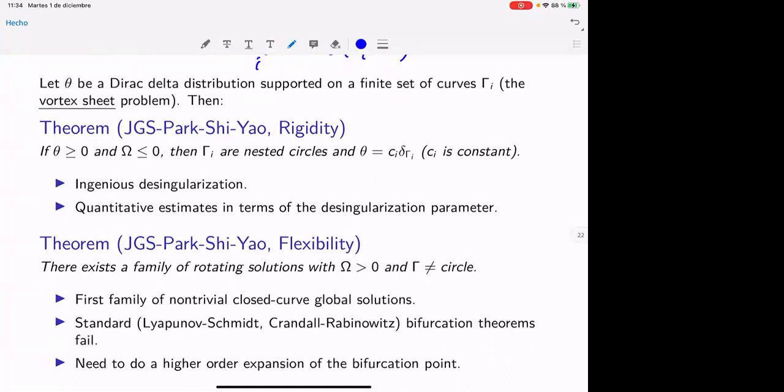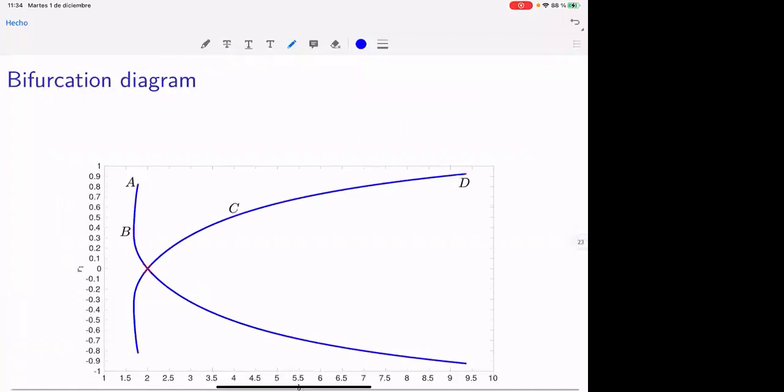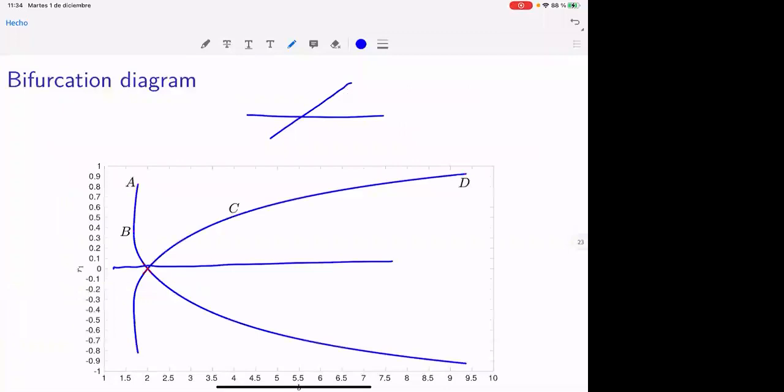Okay, and this is the first family of solutions which are supported on a closed curve, and this is accomplished using bifurcation theory with some twists corresponding to the local expansion around the bifurcation points. So this is a bifurcation diagram of this setting. And you see that the main obstruction is that there are two curves at the bifurcation point. Typically, whenever there is bifurcation, there are like two branches. Here, there should be another one, like the trivial one. And then we have to do an expansion around this point and understand well these zero sets.